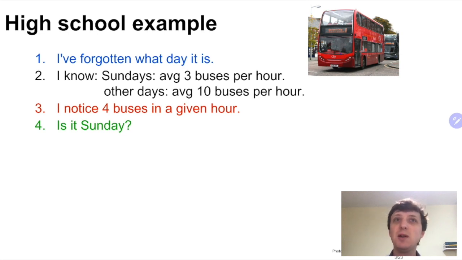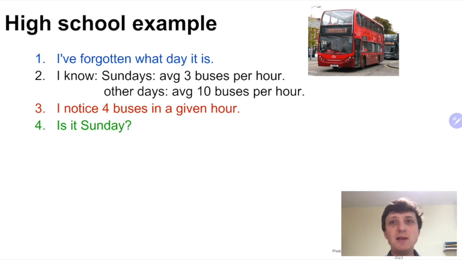Here are some buses in Oxford, and what I might do to figure out what day it was would be to look out the window and see if there's much traffic. Let's be more precise. Look out the window and count how many buses I see in a given hour. And let's say there were typically 3 buses per hour on Sundays and 10 buses per hour the rest of the week. So if I notice 4 buses per hour, is it a Sunday?